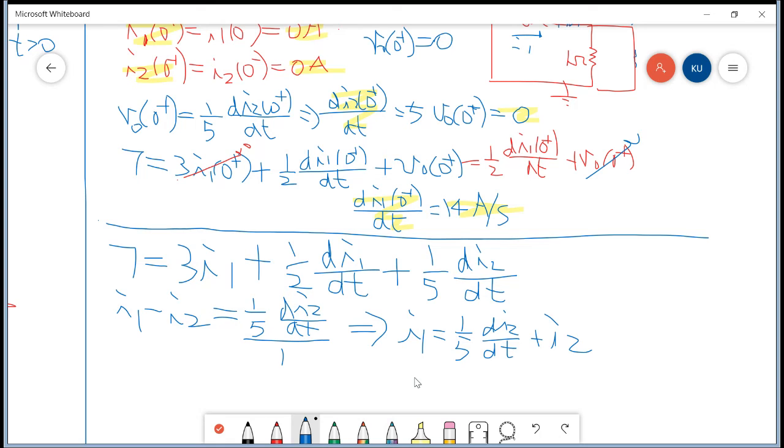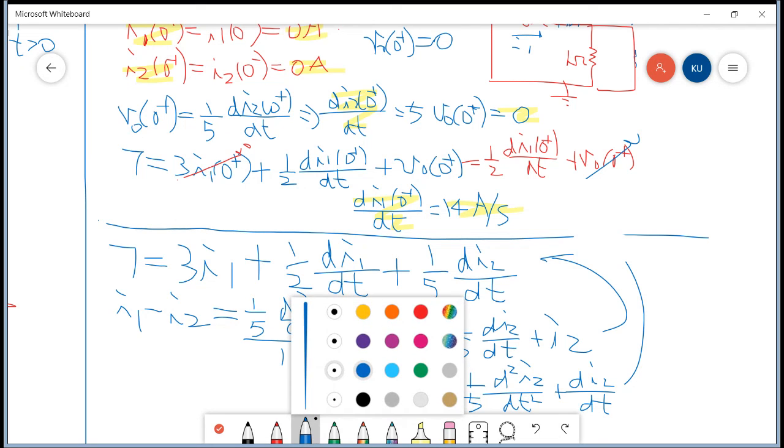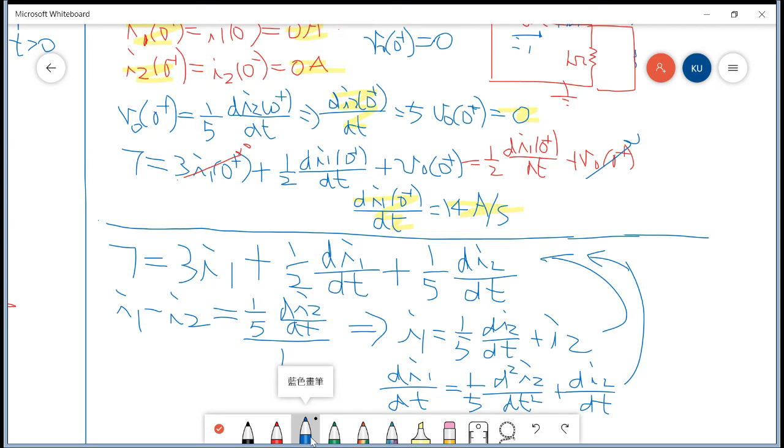So actually we can take the derivative of this one, which is di1/dt, which will be 1/5 second derivative of I2 plus the first derivative of I2, something like this. And then we can substitute it here and here to eliminate I1.